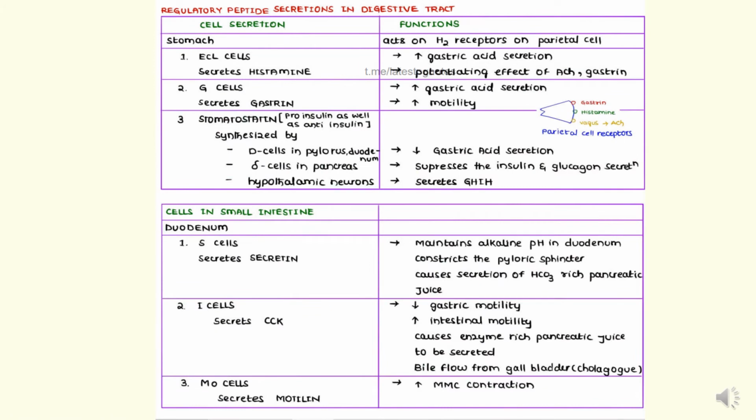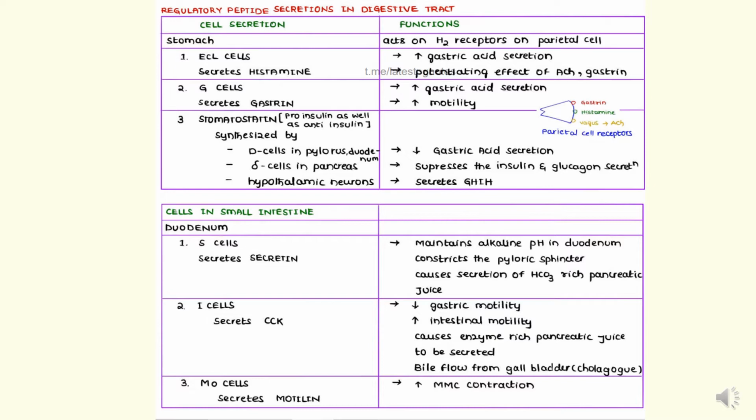Regulatory peptide secretions in the digestive tract. Cell secretions from the stomach. ECL cells, enterochromaffin-like cells, secrete histamine, which acts on the H2 receptor on parietal cells. It increases gastric acid secretion, potentiating the effect of acetylcholine and gastrin. G cells secrete gastrin, which increases gastric acid secretion and motility.